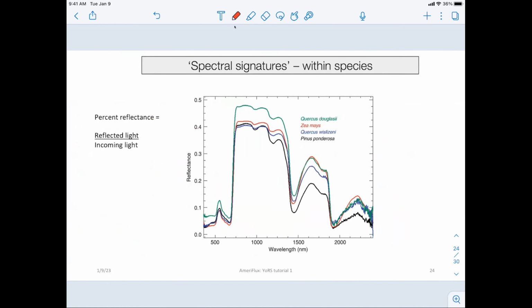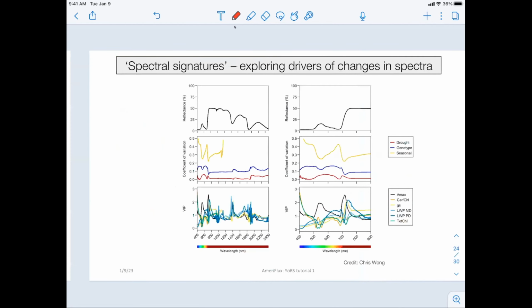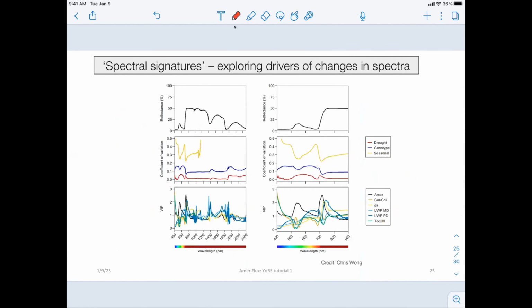We can also use spectral signatures to differentiate species. In this example, there are just four spectra of four different species. One important caveat is that the spectrum will change a lot just based on the status of the plant itself, so attributing it to a specific species can often be difficult. But we're beginning to see a lot more work being done to look at plant biodiversity based on spectral signatures. We can also look at where spectra vary by different drivers.